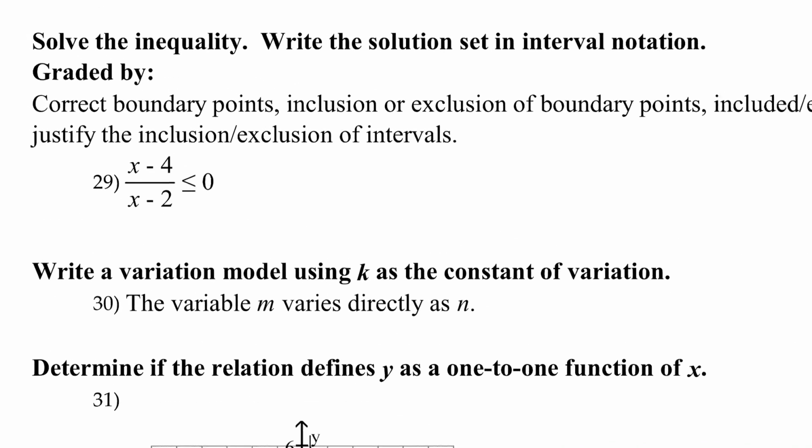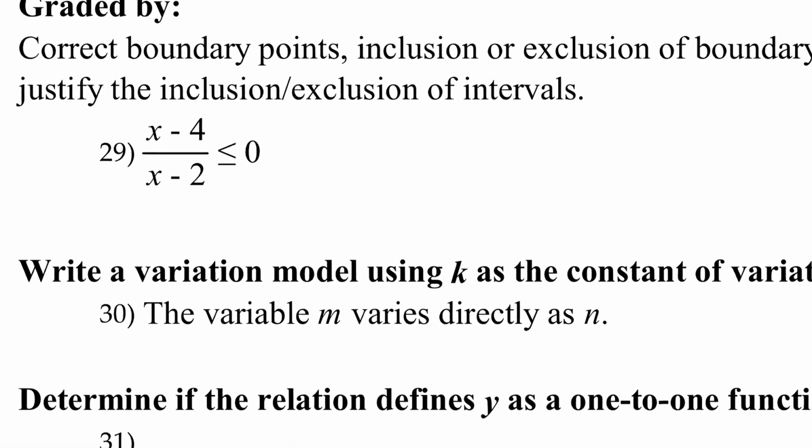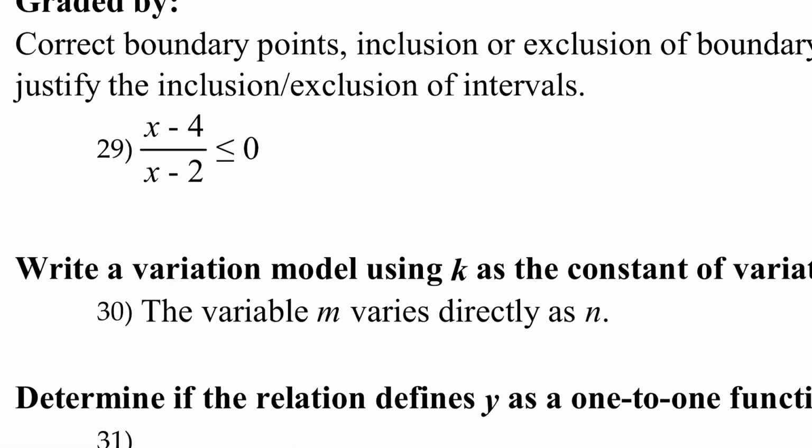So in order to get the boundary points, we can set both the numerator and the denominator equal to 0 separately. We know that x minus 2 is not allowed to be 0 because we cannot divide by 0, so x is not allowed to be 2. That is a critical point. Our other point is going to be where x minus 4 equals 0 or where x equals 4.